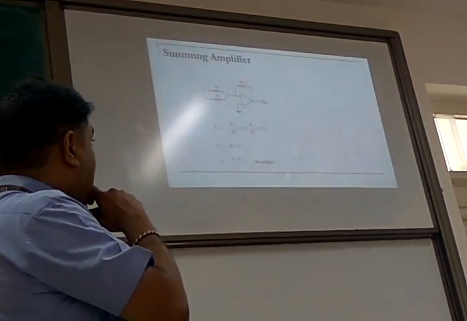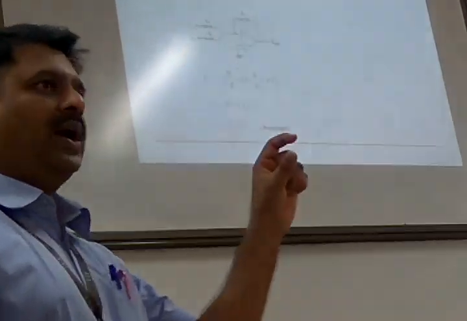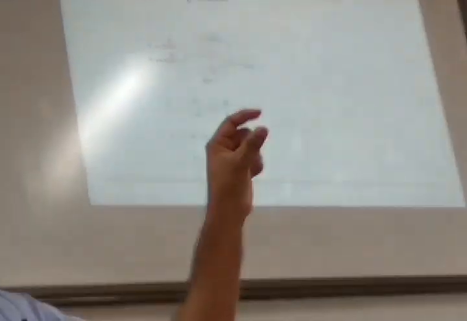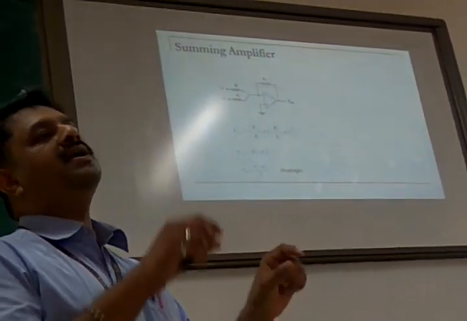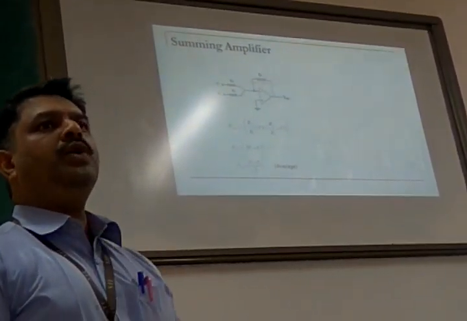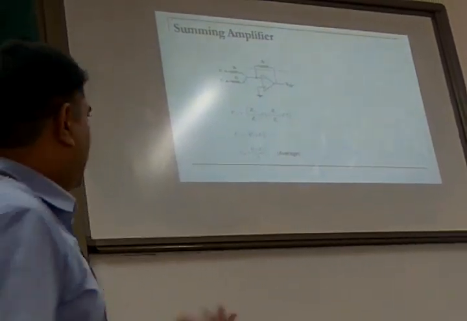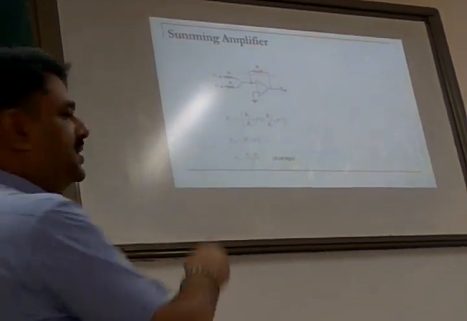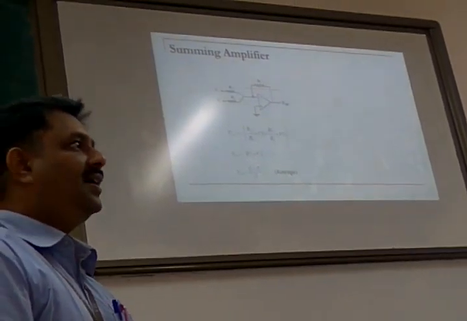How to make this do an average operation? I have V1, I have V2. 2 volts input 1, 3 volts input 2. I want the average of this in the output. How to get the average output? You have to simply manipulate the resistance ratios. How do I manipulate?